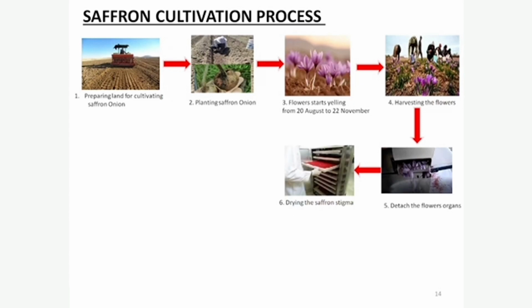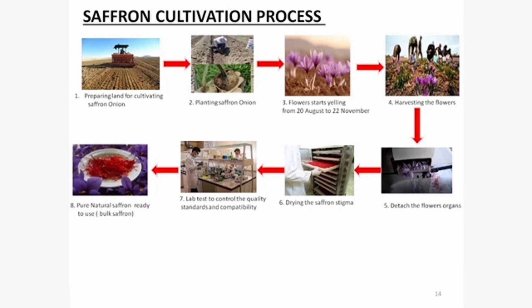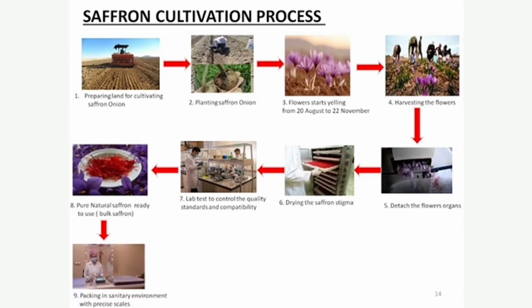And in the sixth step, we dry the saffron stigma. Generally, we dry it with a tray dryer in the industry, and we send it for a lab test to control the quality standard and compatibility of the saffron. And then the pure natural saffron is ready to use. That is the bulk saffron. And then for the packing part, we generally pack in a sanitary environment with precise scales.